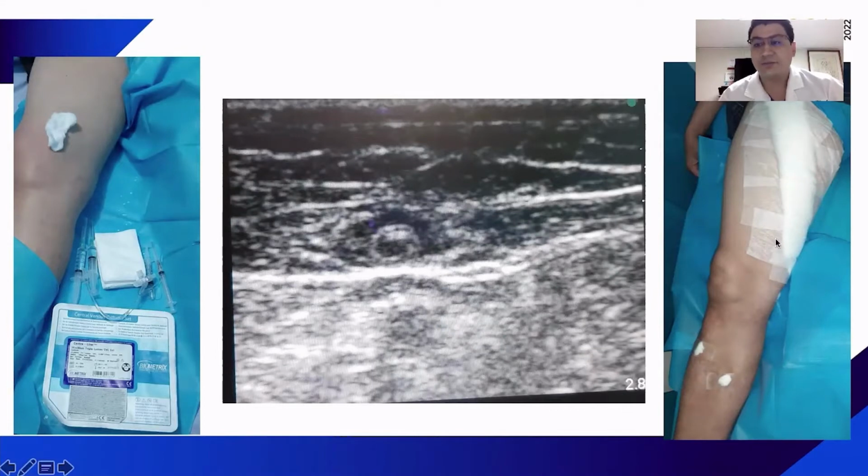Once we have completely retrieved the catheter, we compress locally the site of the puncture, so we get anesthesia, and then we place these compression garments along all the pathway of the GSV, from the site of the puncture to the saphenofemoral junction. After that, the patient is dressed with a compression stocking, 20 to 30 millimeters of mercury, and a compression bandage in the proximal third of the muscle. So the patient uses this compression for 24 hours.